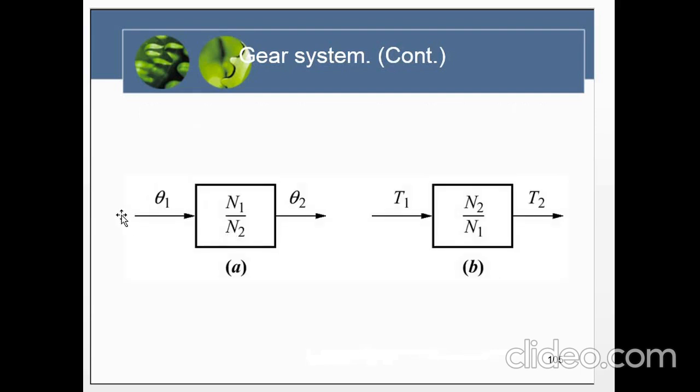It means the transfer function has theta 1 as the input, and then the coefficient or gain is N1 per N2. This is the result, theta 2. And for T1, the gain is N2 per N1. This is the result, T2.